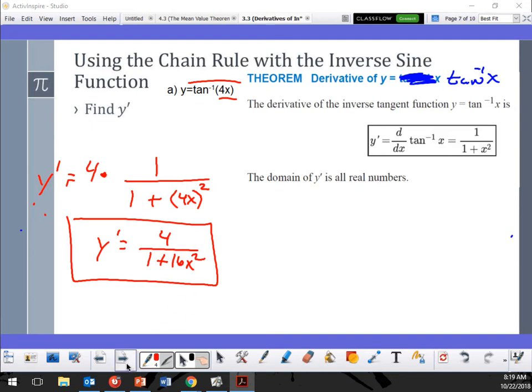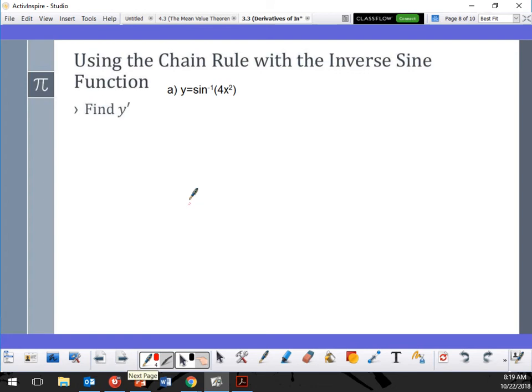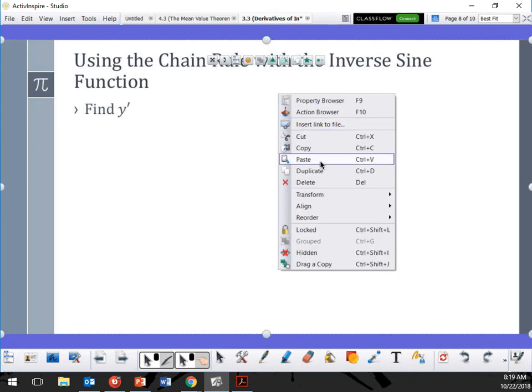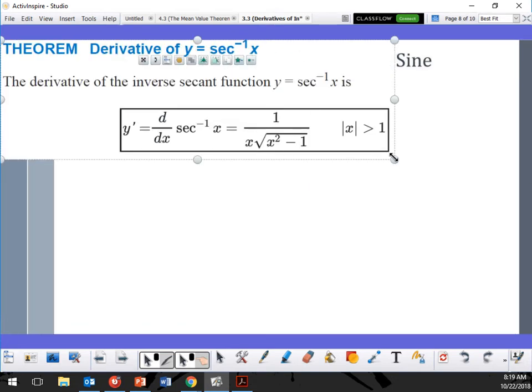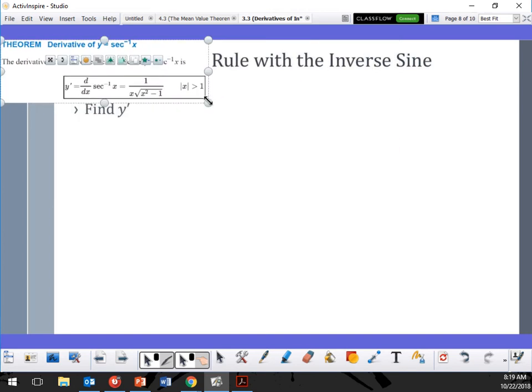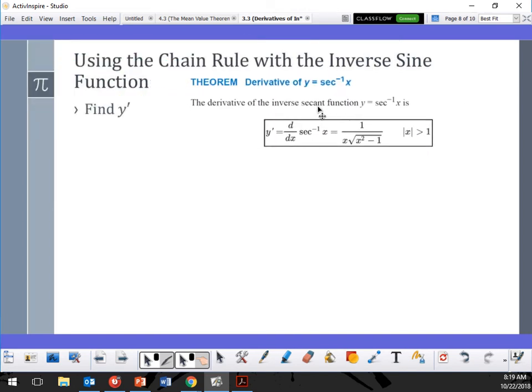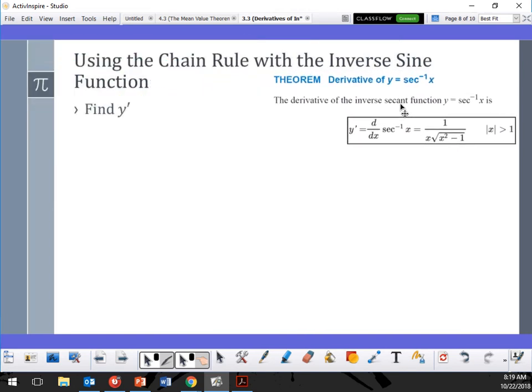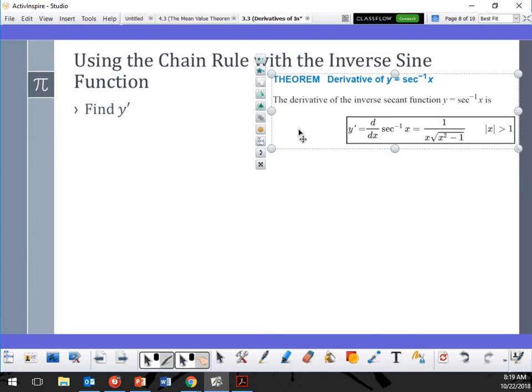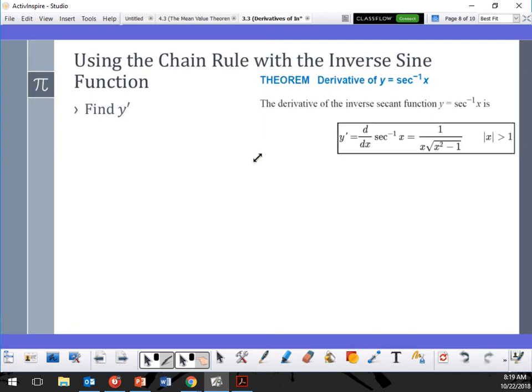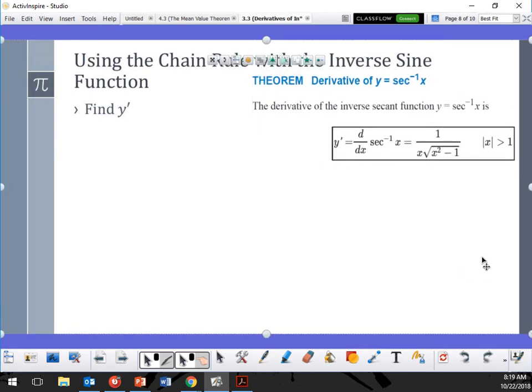All right, so let's take a look at the next one. There we go. We have arc secant here.